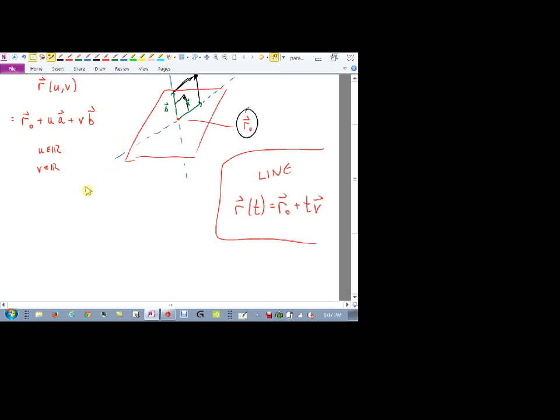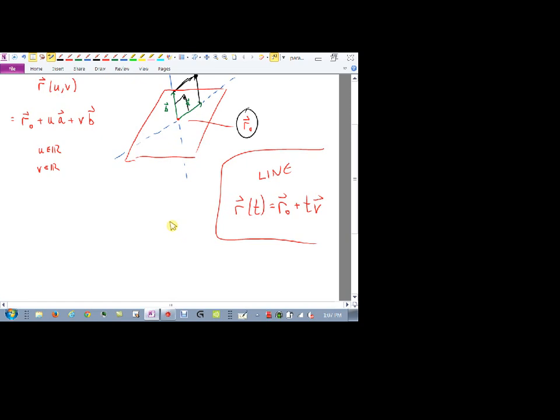Scalars. They're just scalars. It's every scalar multiple of these vectors. And of course, if u and v are 0, then you're just sitting right there at that point, which is on the plane. So you have to have this. If you don't have this, then your plane is not necessarily going to pass through that point. Okay, that's our first little order of business.